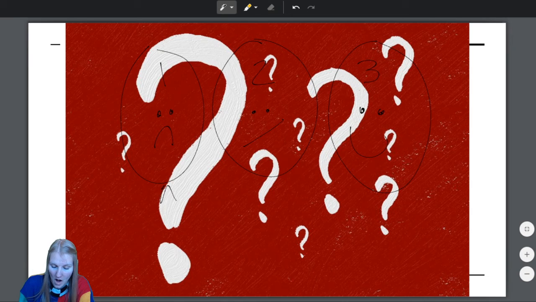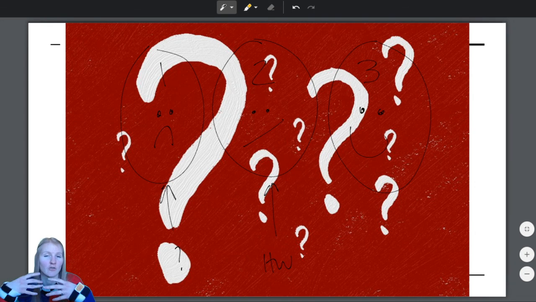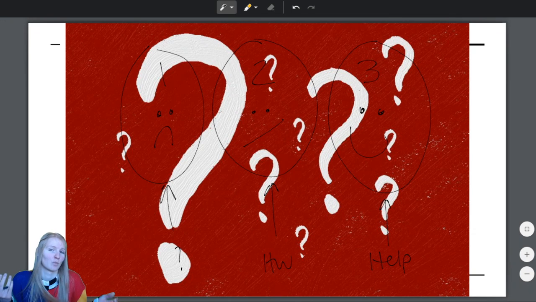So if you're a 1, ask questions. That's probably the first step that you need to do. If you're a 2, you can get started on the homework and see if, as you're working on the homework, you have questions. And if you're a number 3, you can help other people. You can help your friends, you can teach your parents about what you're doing, you can take it a step further, whatever you'd like.